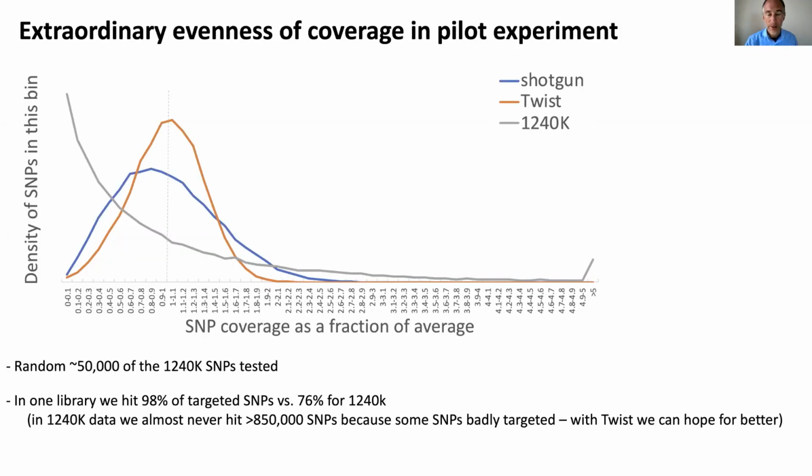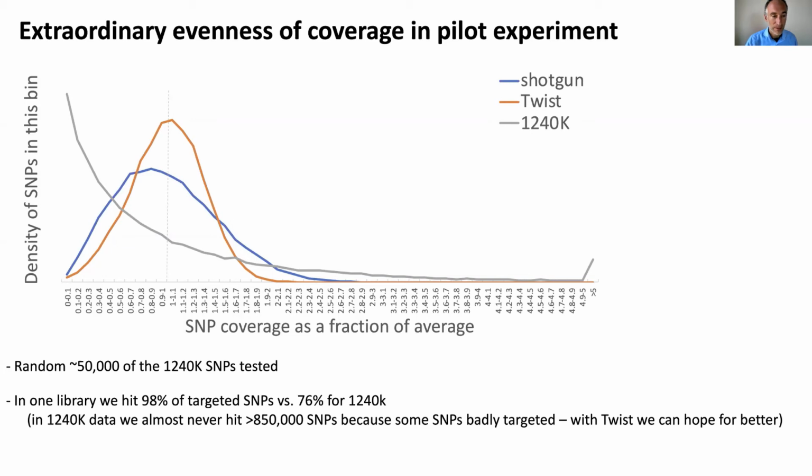So we had an extraordinary evenness of coverage in our pilot experiment. We took a random set of approximately 50,000 SNPs from our 1240K set. And with Twist, we made a targeting reagent for those 50,000 SNPs. We then ran them on a bunch of libraries for which we already had 1240K data and shotgun data. And here are the results. So what you see in this plot is a histogram of the coverage, the density of SNPs covered at each coverage as a fraction of the average coverage.